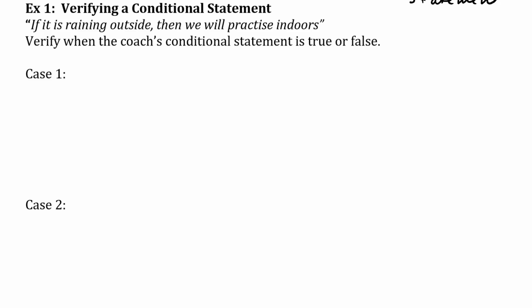Example number 1, verifying a conditional statement. If it is raining outside, then we will practice indoors. Verify when the coach's conditional statement is true and when it is false. First things first, what I want to do is highlight the hypothesis in pink and the conclusion in green.